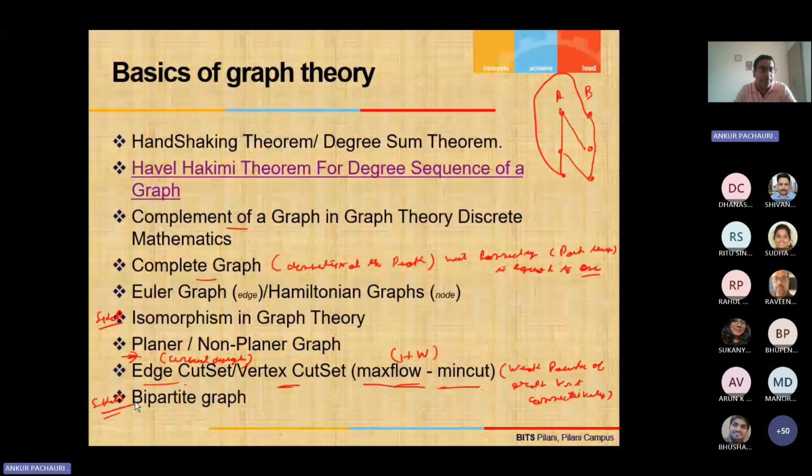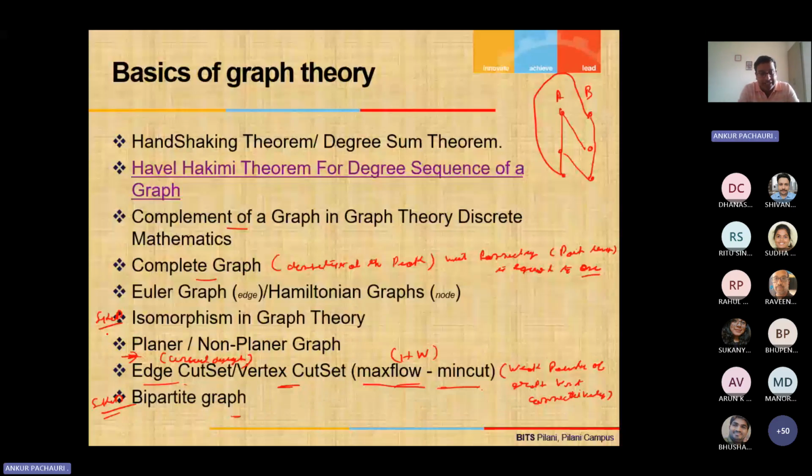A graph is said to be a bipartite graph if it can be divided into two sets of vertices such that they are mutually exclusive and collectively exhaustive, and if there is an edge, then it has to be from one set to another set. Confusing. Let's remove it. Let's skip it. I will explain isomorphism and bipartite graph in my next session.